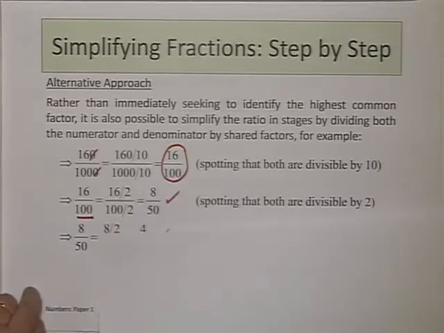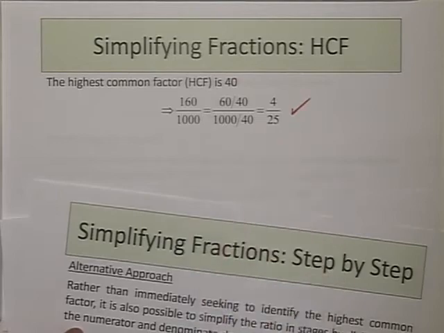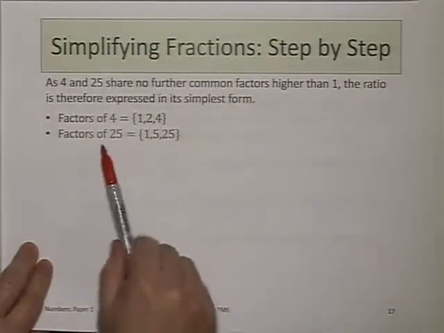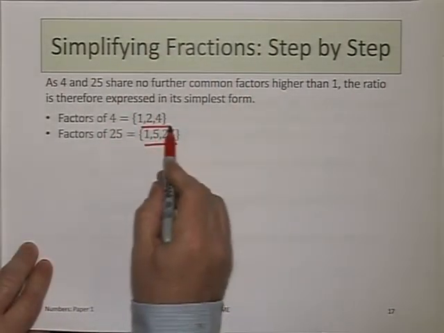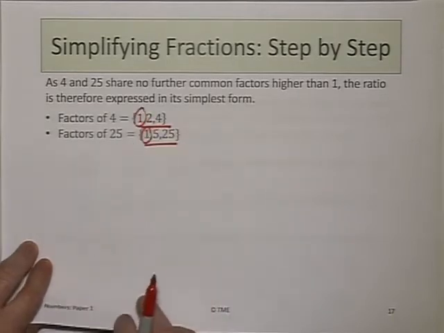And it is what we got the last time when we went for the highest common factor, but we got it a lot quicker. We can also check by looking at the factors of 4 and 25, and you can see that they have nothing in common other than 1. So we're there.